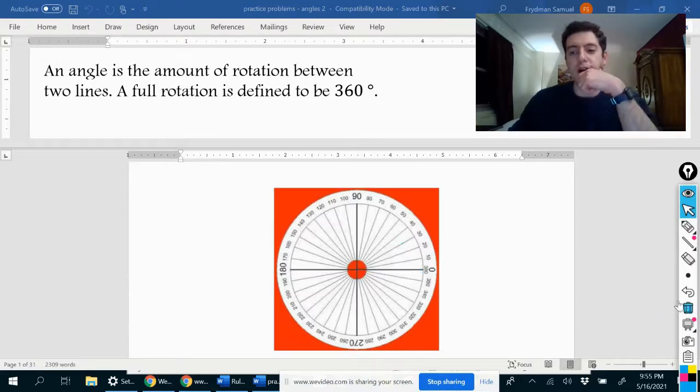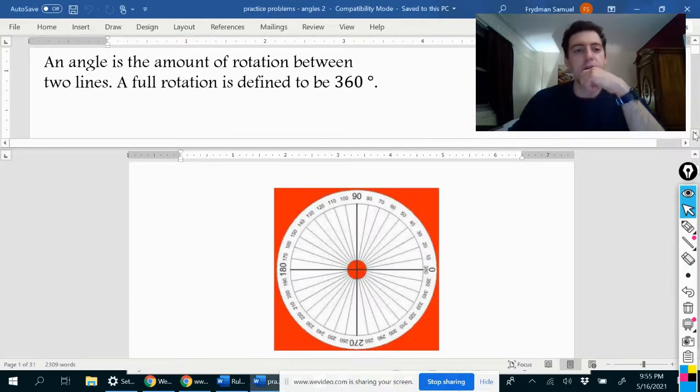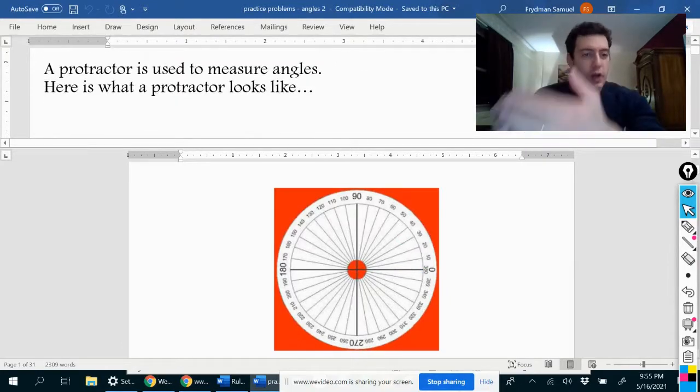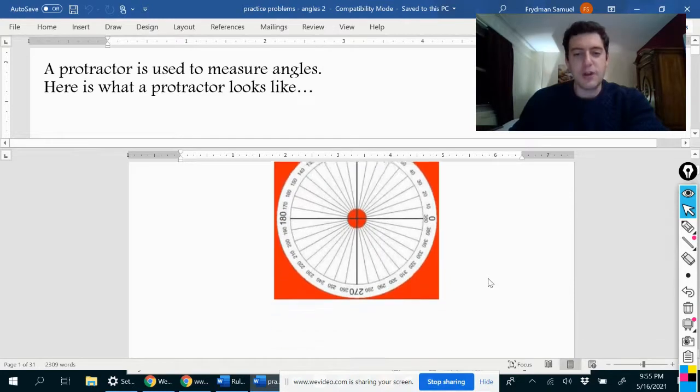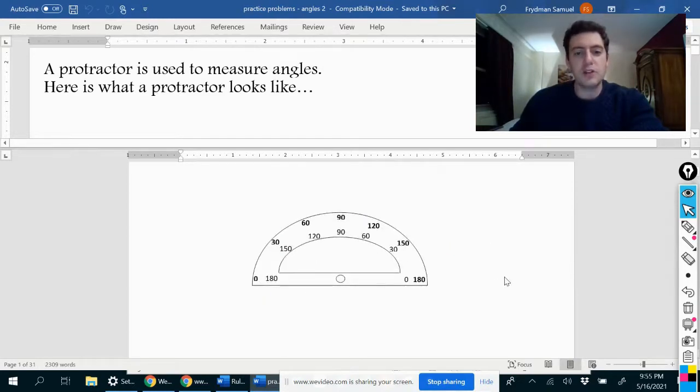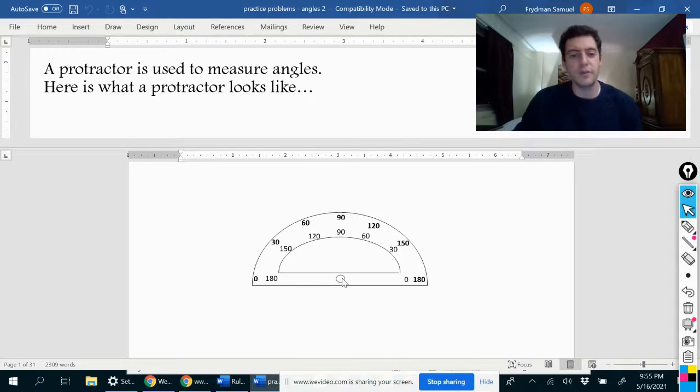So let's move on now. A protractor is used to measure angles, okay? Here is what a protractor looks like. All right, you can see that there's a flat part of it right over here. There's often something in the middle, a circle, or sometimes it's made with a line. Different companies make different protractors. All the protractors look just a little bit different from each other.